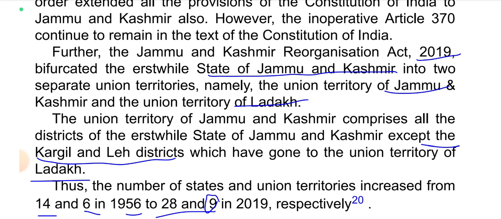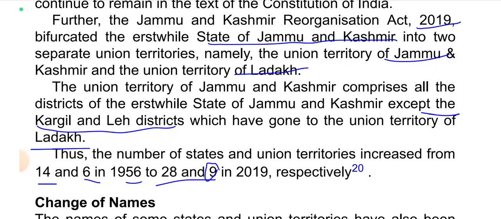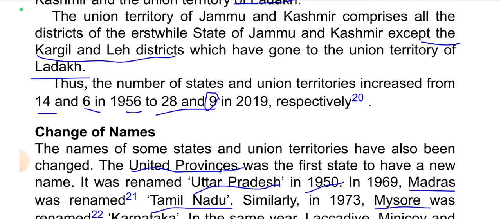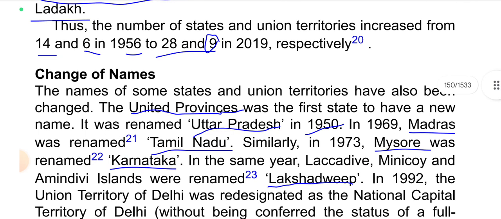Further, the Jammu and Kashmir Reorganization Act 2019 bifurcated the erstwhile state of Jammu and Kashmir into two separate union territories, namely the Union Territory of Jammu and Kashmir and the Union Territory of Ladakh. The Union Territory of Jammu and Kashmir comprises all the districts of the erstwhile state of Jammu and Kashmir except the Kargil and the Leh districts, which have gone to the Union Territory of Ladakh. Thus the number of states and union territories increased from 14 and 6 in 1956 to 28 and 9 in 2019 respectively.